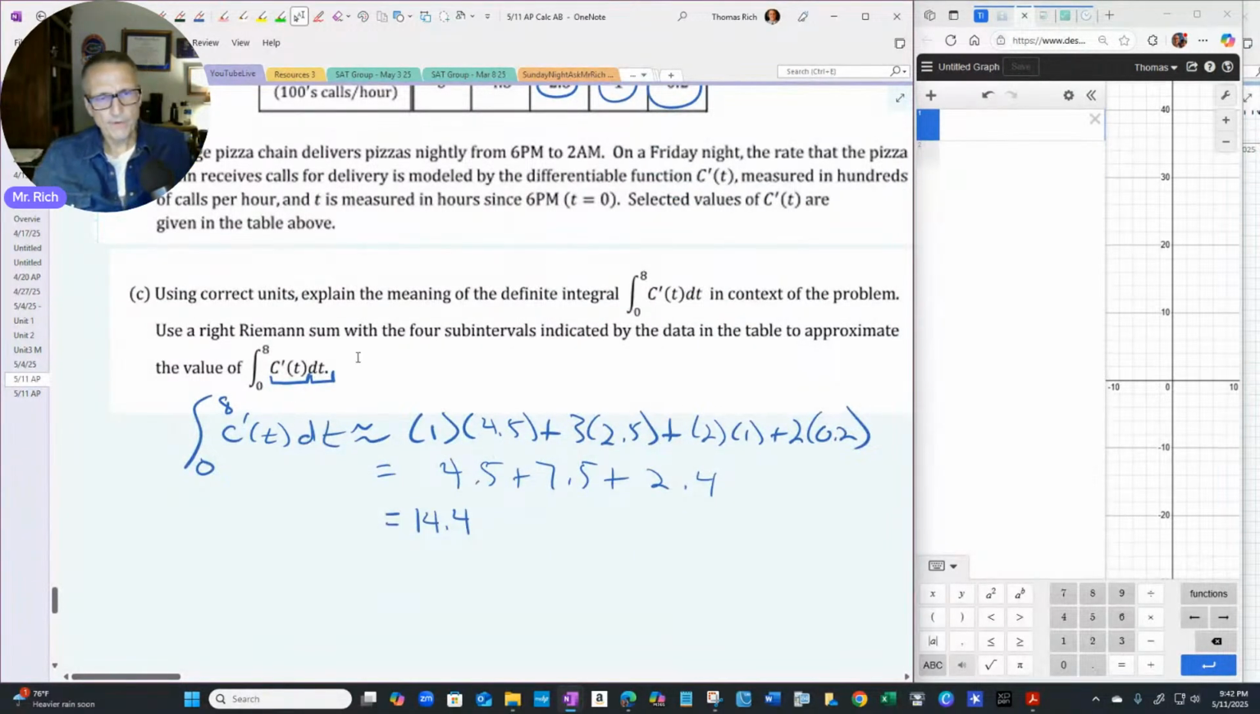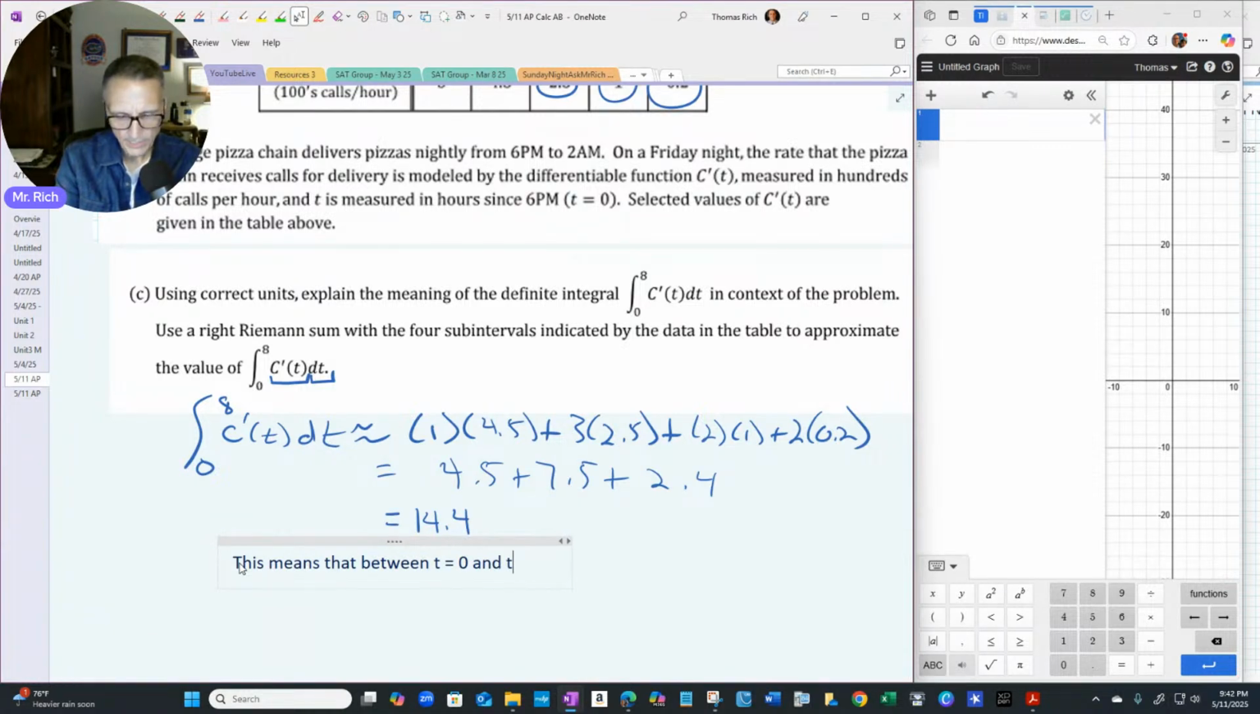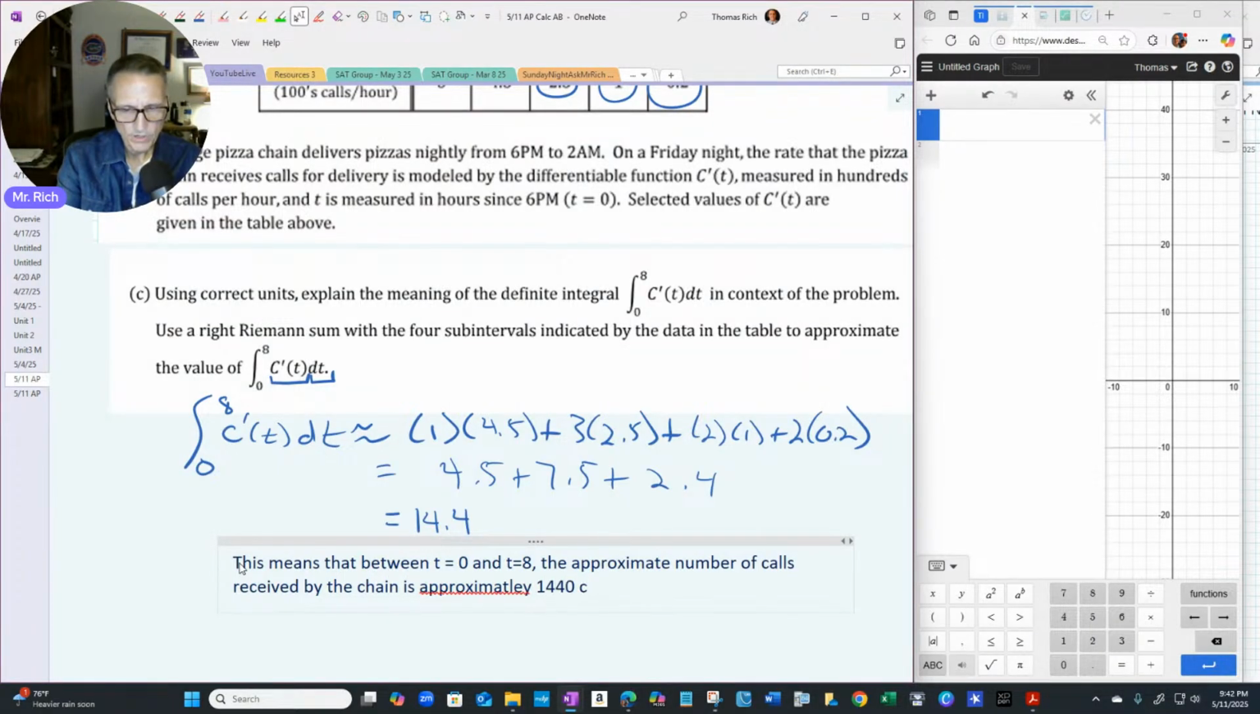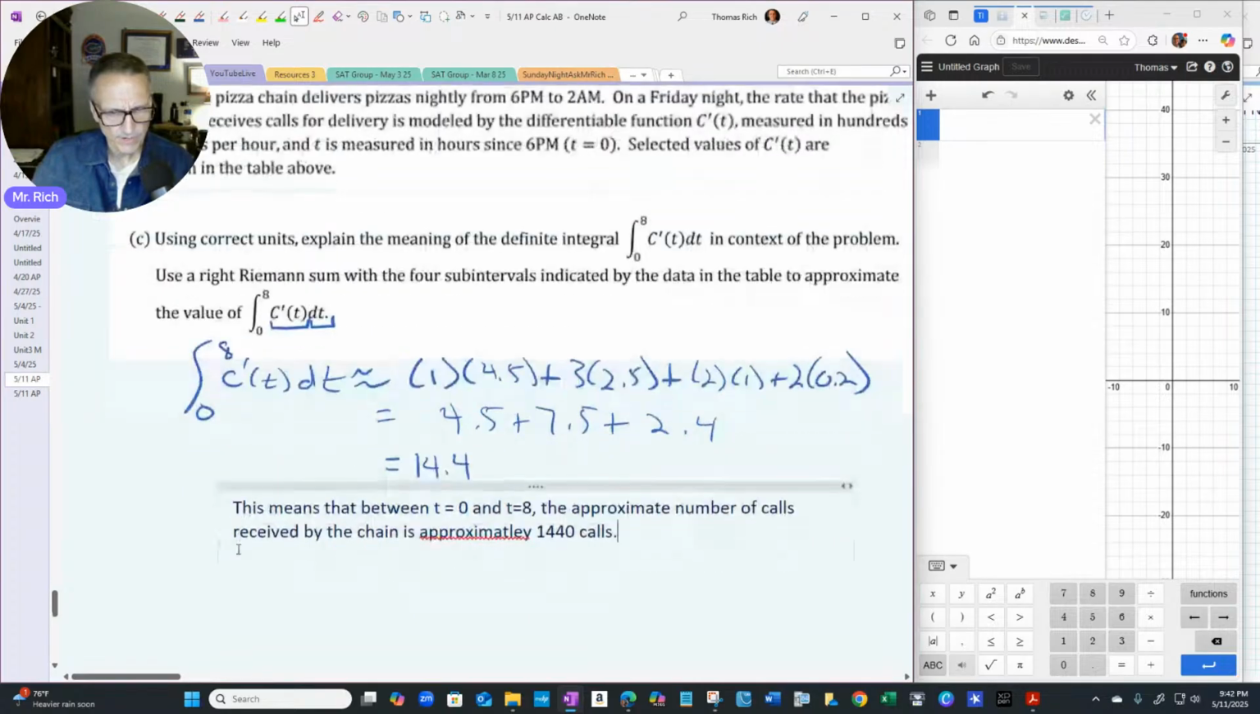So then we would interpret that. We would say this means that between t equals 0 and t equals 8, the approximate number of calls received by the chain is approximately 1,440 calls, right? To be 14.4 hundreds of calls. And so that's what our answer is going to be there.